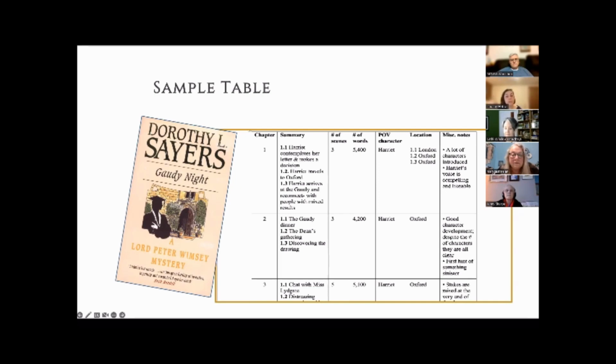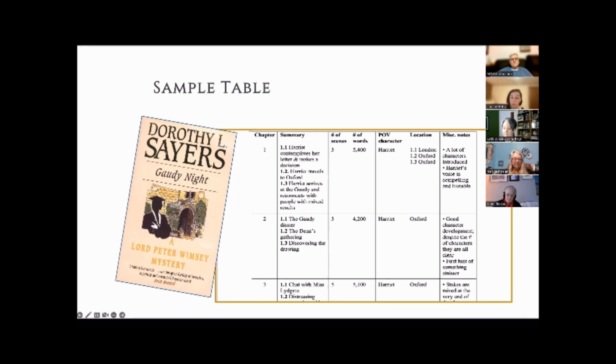So seeing it laid out in the overview can help you to see both events of the plot and the structure of it. So you can see in this sample, I've got the chapter, a chapter summary, the number of scenes in a chapter, which might not be necessary. Gaudy Night has multi-scene chapters, but most books don't. So you might not need that.